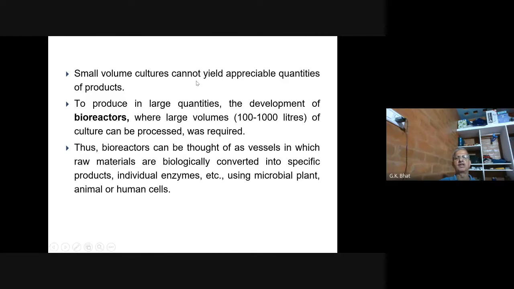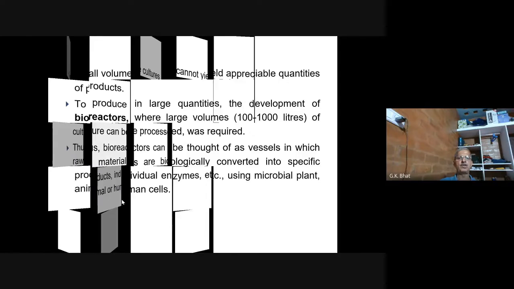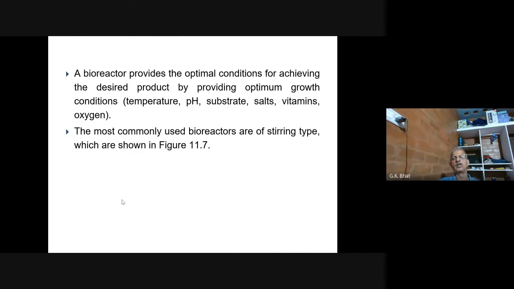Small volume cultures cannot yield appreciable quantities of product. To produce in large quantities, the development of bioreactors, where large volumes, 100 to 1000 liters of culture, can be processed, was required. Thus, bioreactors can be thought of as vessels in which raw materials are biologically converted into specific products, individual enzymes, etc., using microbial, plant, animal, or human cells. A bioreactor provides the optimal conditions for achieving the desired product by providing optimal growth conditions: temperature, pH, substrate, salt, vitamins, oxygen, etc.